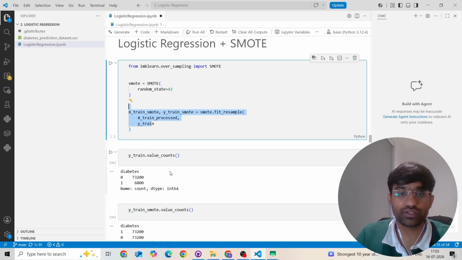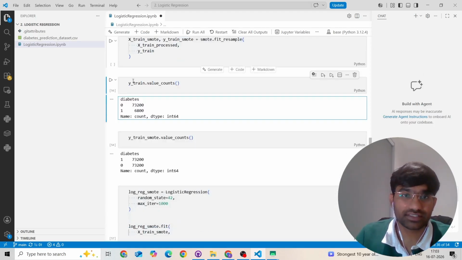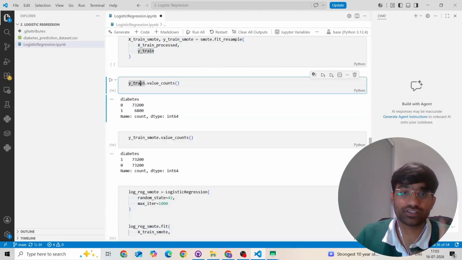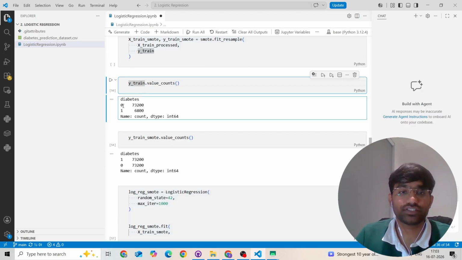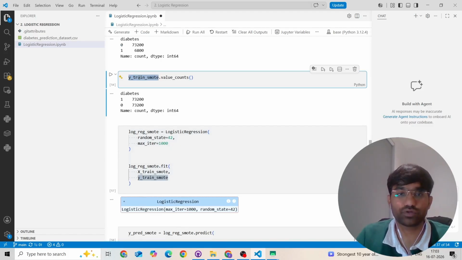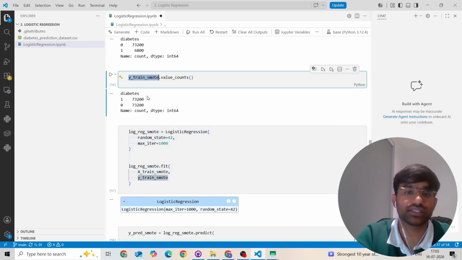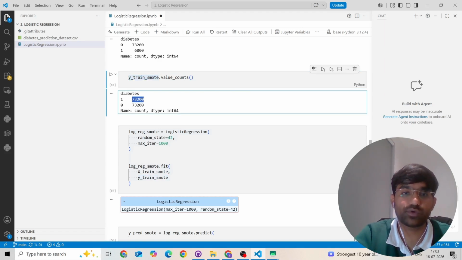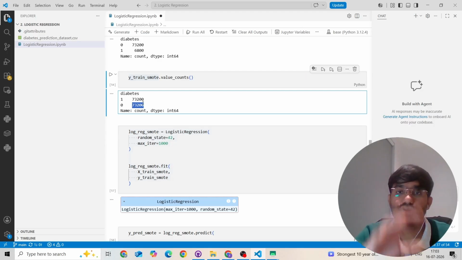So now if you do the value counts, see, this is y_train before SMOTE. There are 73,000 records of 0 and 6,800 records of 1. Now after applying SMOTE, y_train SMOTE has an equal distribution of 0 and 1. 73,000 records of 1, 73,200 records of 0. So now I have the balanced data.